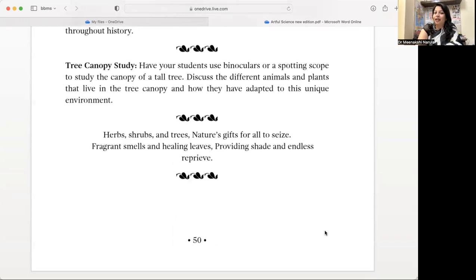Tree canopy study. Have your students use binoculars or a spotting scope to study the canopy of a tall tree. What is its canopy like? Discuss the different animals and plants that live in the tree canopy and how they have adapted to the unique environment. You can talk about that. So such kinds of wonderful activities can be conducted, right?